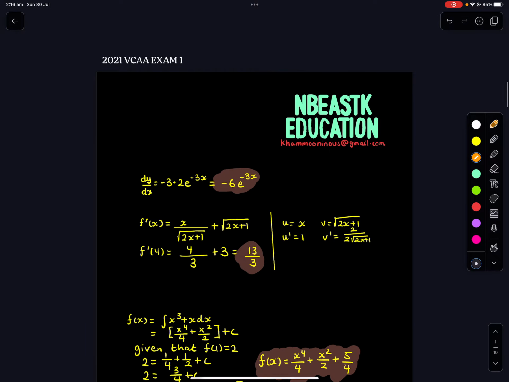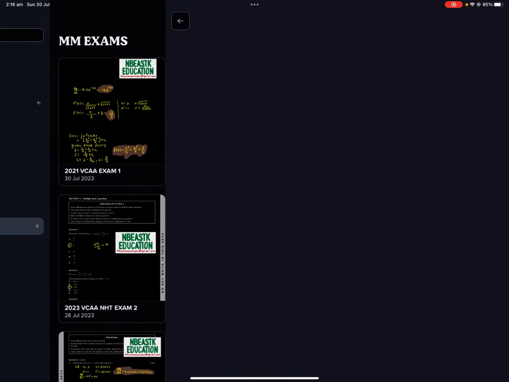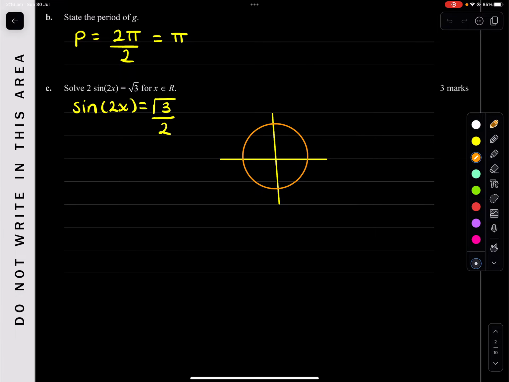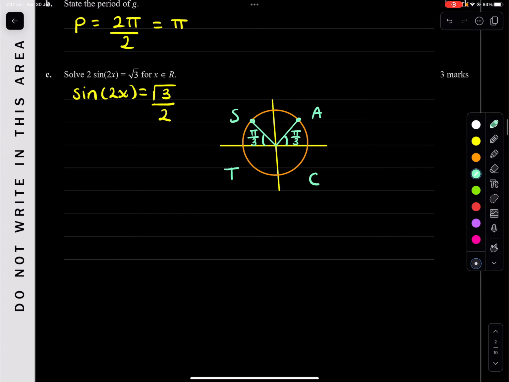Okay, perfect. Because this value over here is positive, so sine is positive, we know by CAST, where sine is positive at this place over here, and also over here. And we know that the base angle at this point would be pi on 3, and also this one will be pi on 3.